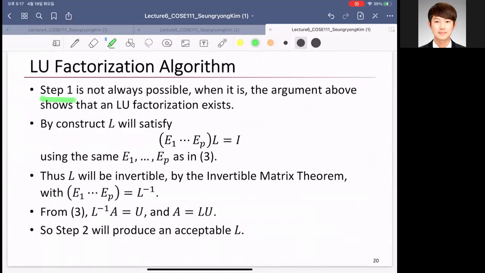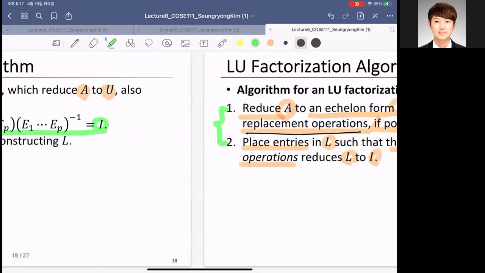Step 1 is not always possible. When it is possible, the argument above shows the factorization exists. When matrix A requires an interchange for the row reduction, then it's not possible. But when it is possible, the argument above shows the factorization exists. By construction, L will satisfy this, using the same E1, E2, EP in equation 3.